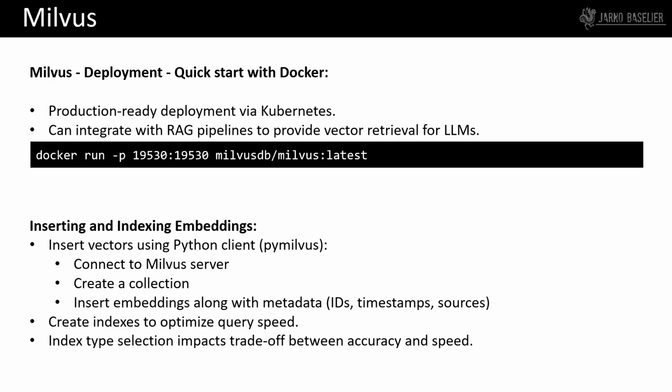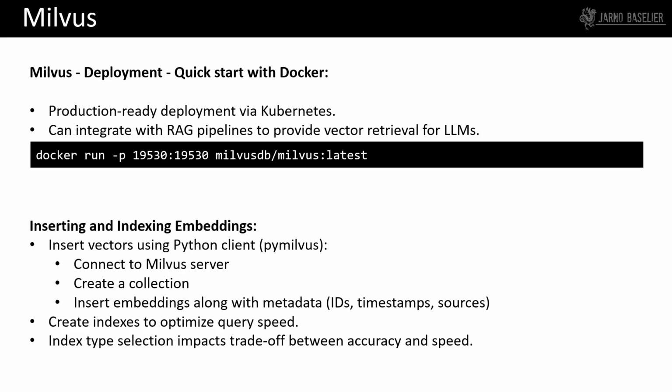So we can quickly start with Milvus when we do the deployment in Docker. And this is a production-ready deployment through Kubernetes. It can integrate with RAG pipelines to provide vector retrieval for LLMs, and it is just as simple as running a Docker container. In this case, it's the milvusdb/milvus:latest, so the latest variant of it. And we will open up the specific ports. We will map port 19530 to our port, which is the same. So we can access this specific port inside the Docker container.